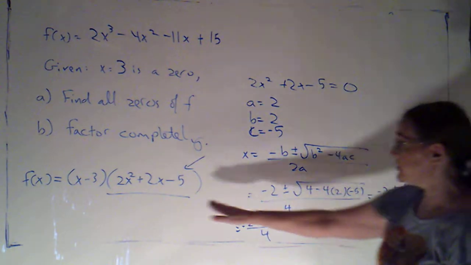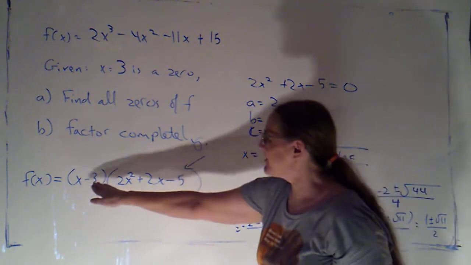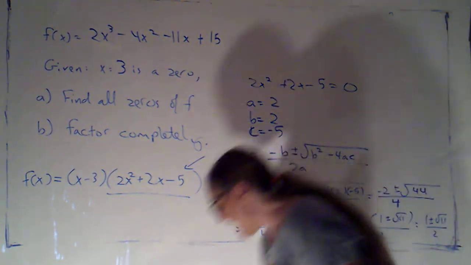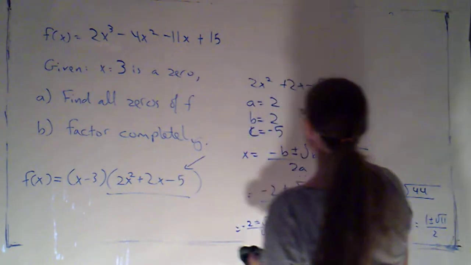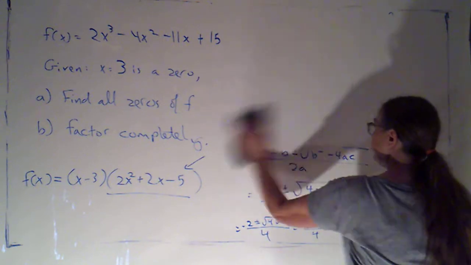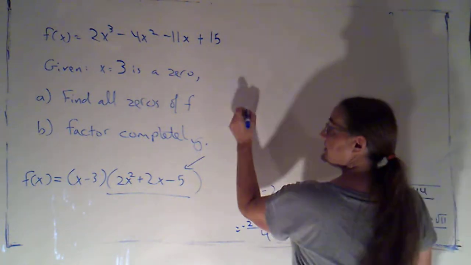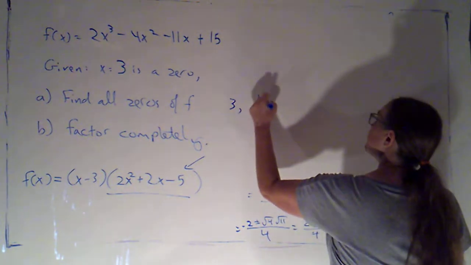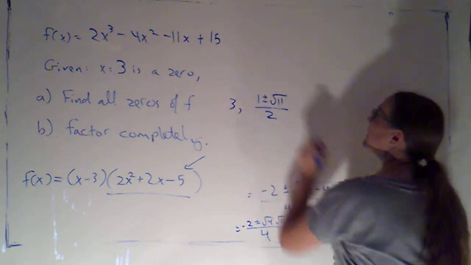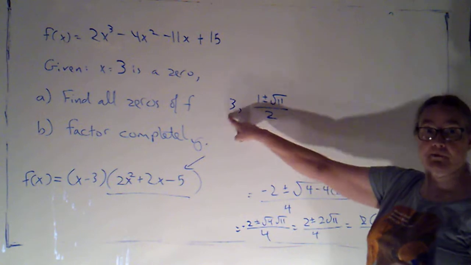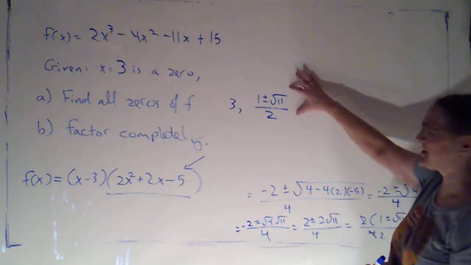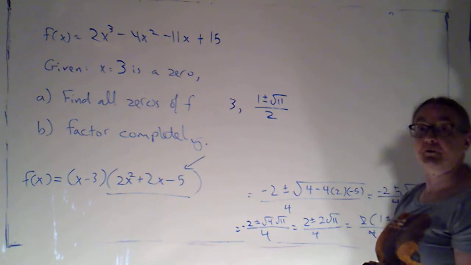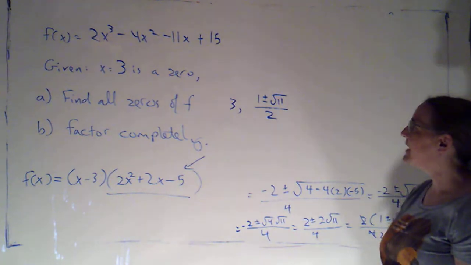Now, those are the two zeros of this. We were given that 3 is a 0. So for part A, finding all of the zeros of f, I can now say that's going to be 3, the one that I was given, and then 1 plus or minus root 11 over 2. That's a total of 3 different zeros, and it's totally fine to write these two just using a plus and minus. If you prefer to write them separately, that's fine.